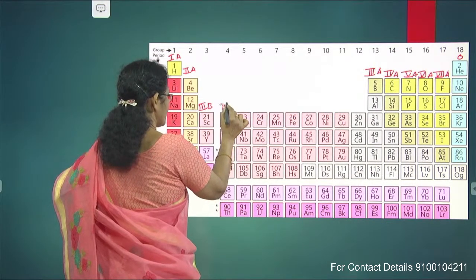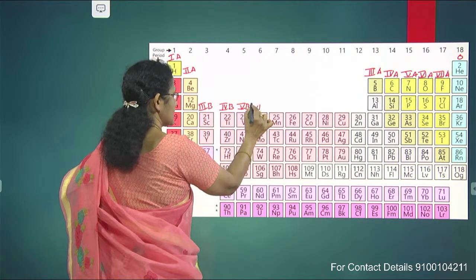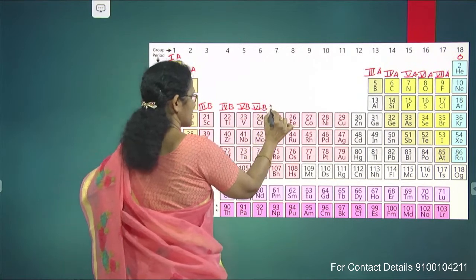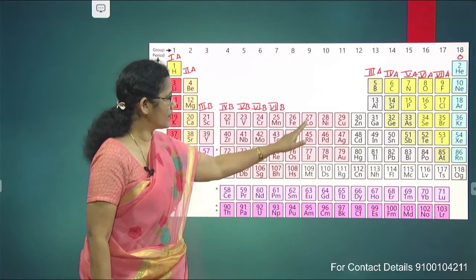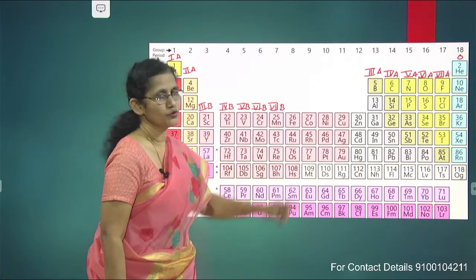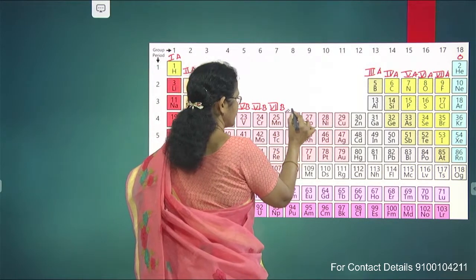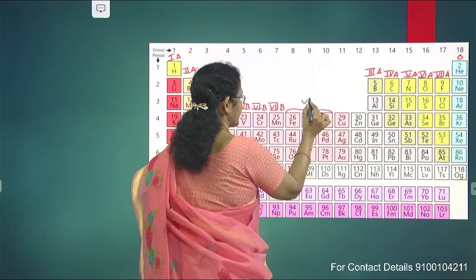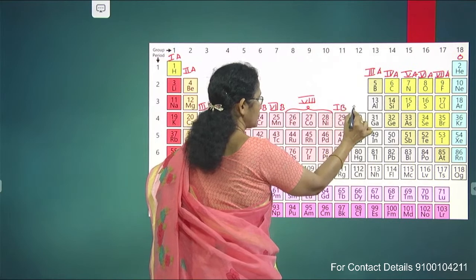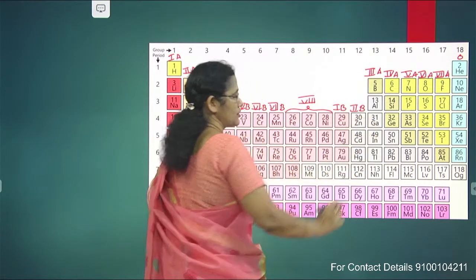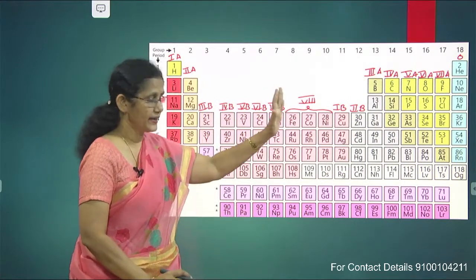Next, this group is 4B, this is 5B, 6th B group, 7th B group, and iron, cobalt, nickel, 8, 9, 10 groups together is taken as 8th group. And this one is 1B and 2B. For objective purpose, we must know that A and B like that, otherwise 1 to 18, right.